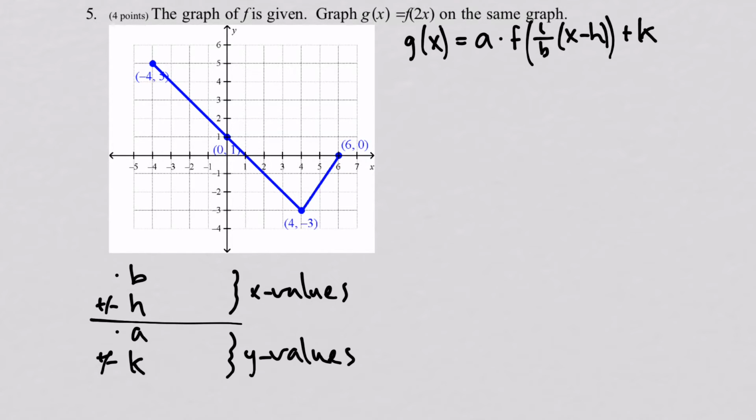Also, we know that b and a do reflections. They also do stretches and compressions. Reflections only if they're negative. So if b is negative, it's a reflection. If a is negative, it's a reflection. If b is bigger than 1, it's a stretch.